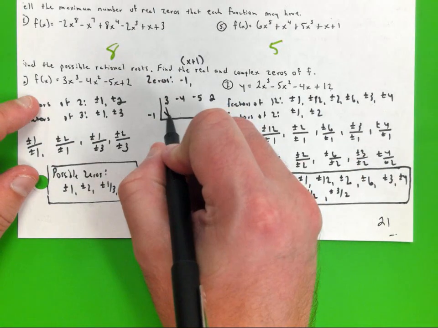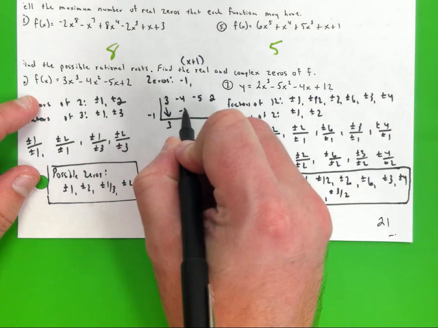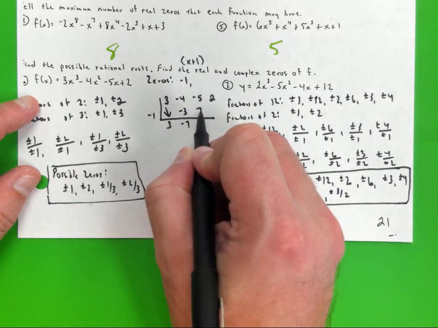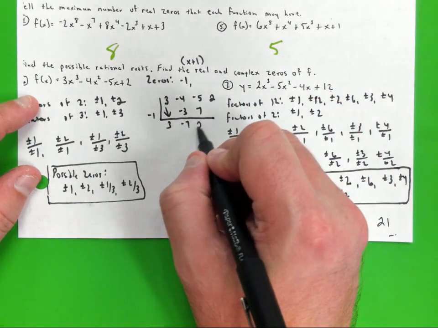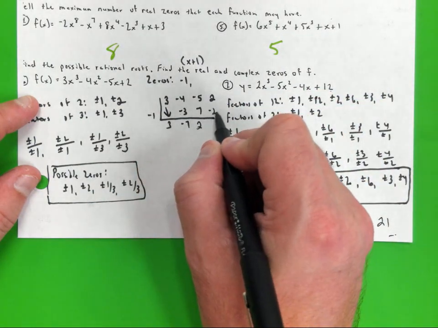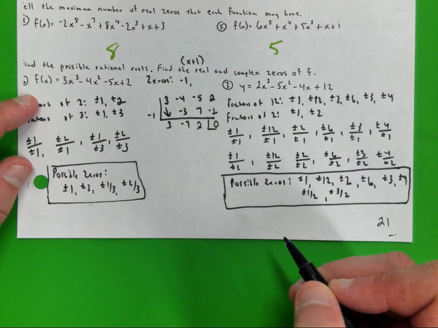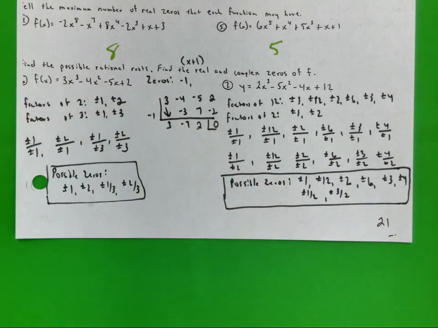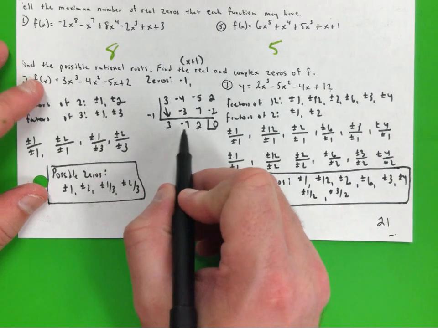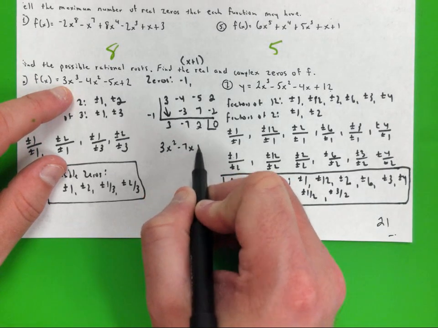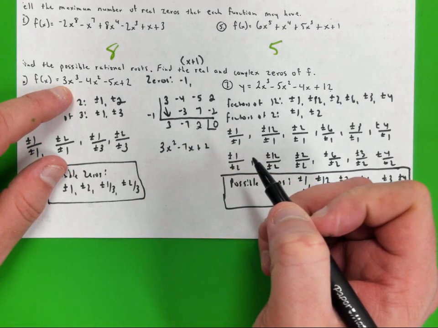So I'm going to bring this 3 down. -1 times 3 is -3. -1 times -7 is 7. -1 times 2 is -2. Should I get a 0 there? Yes, because that's a factor of it, so it should come out to a smaller polynomial, shouldn't it? Alright, so now, it was an x cubed. I'm going to start with 3x squared minus 7x plus 2.